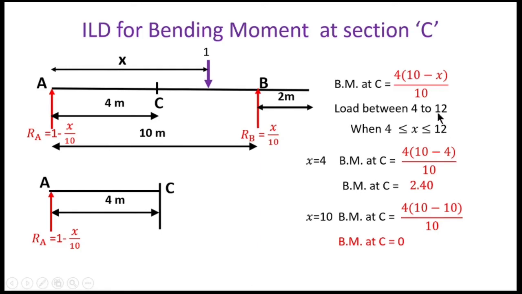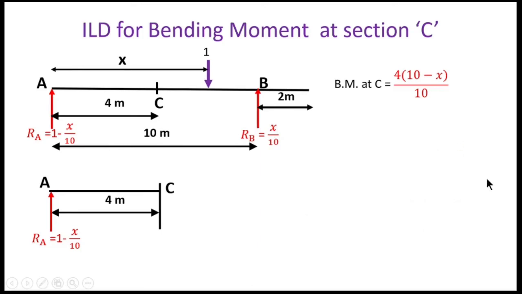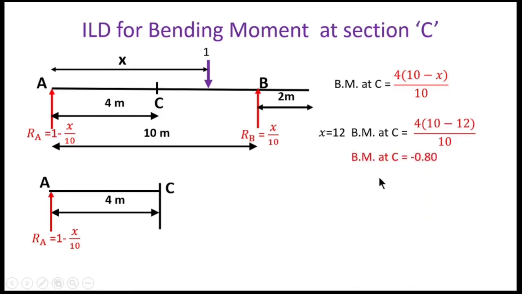Then last is the limit 12. Here the bending moment at C, we know, is 4 in bracket 10 minus x by 10. So x is equal to 12. Bending moment at C is equal to 4 in bracket 10 minus 12 by 10. So bending moment at C is equal to minus 0.8. So in this way we got all the ordinates along the length of the beam when the load is between 0 to 4 and 4 to 12.